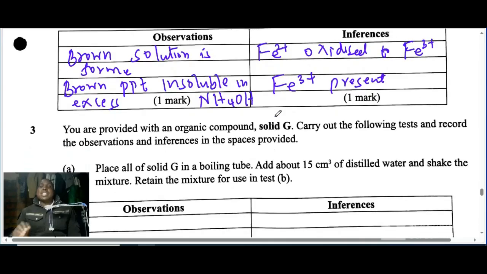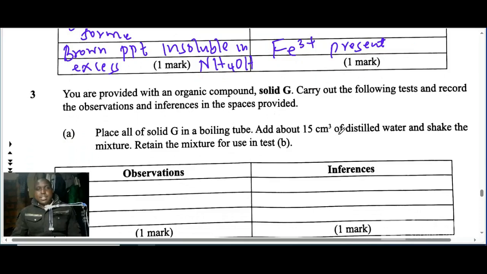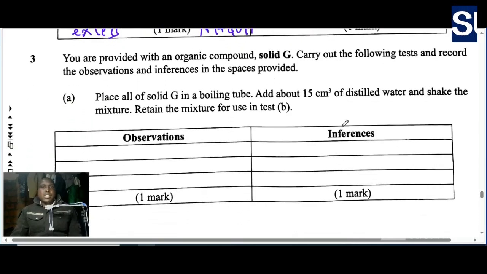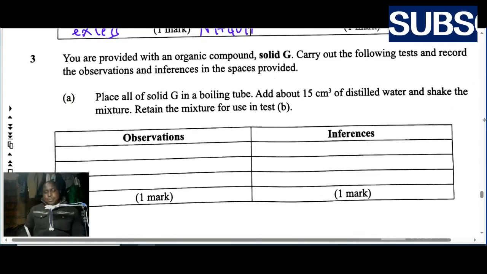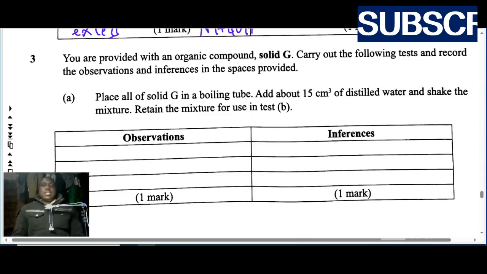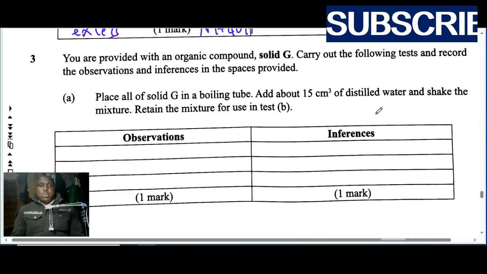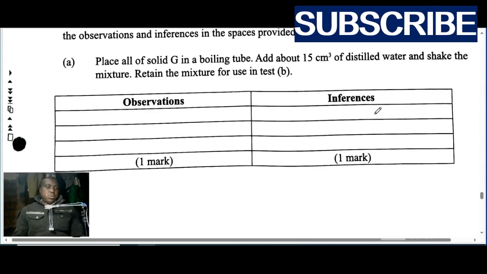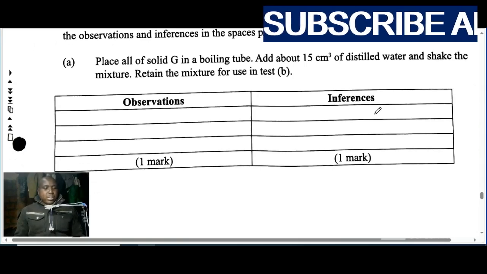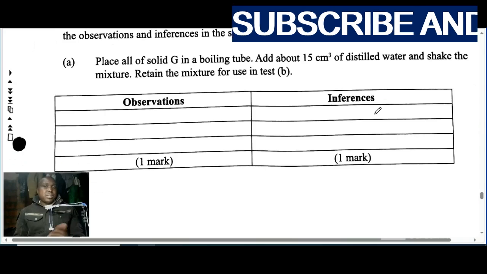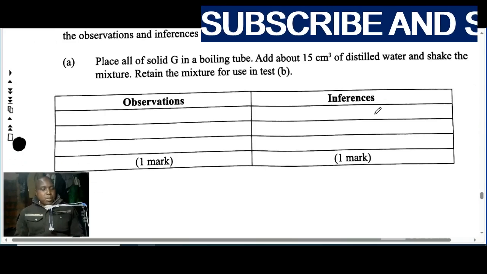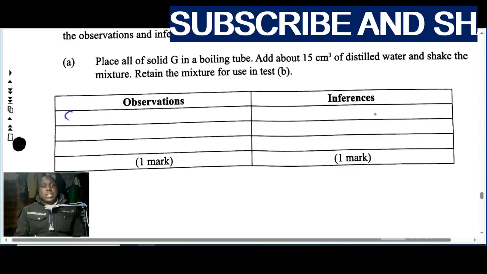So qualitative analysis is free marks because the reagents will be the same things. I don't know why students want to fail in qualitative analysis. This one is an organic compound. You were told, so you don't need to struggle. Place it in distilled water, shake well. When you put this one, you want to tell whether it is polar. If it dissolves, it is polar. If it does not dissolve, it is non-polar.